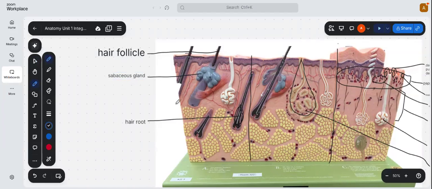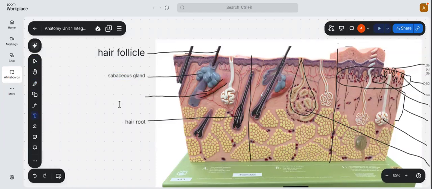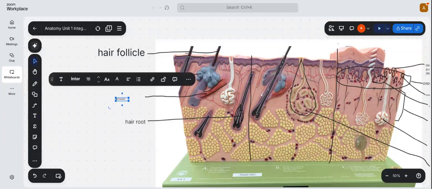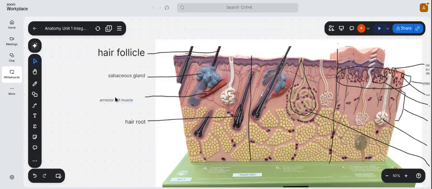Finally, you have the arrector pili muscle, which is this whole muscle that is connected to the hair root. The arrector pili muscle is going to contract and make the hair stand up vertically on the top of your skin. So when it contracts, the hair is no longer going to be slanted. As you see, it's going to stand up straight. And that is what can cause goosebumps, for example.